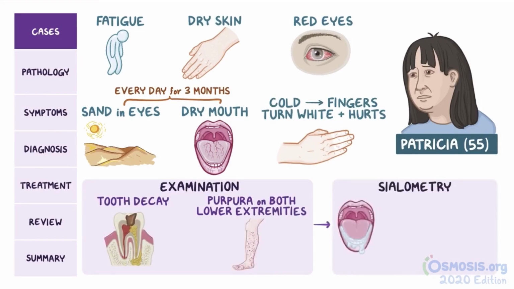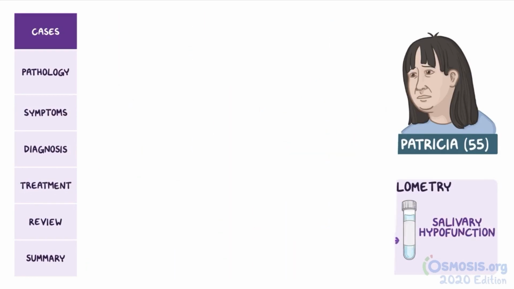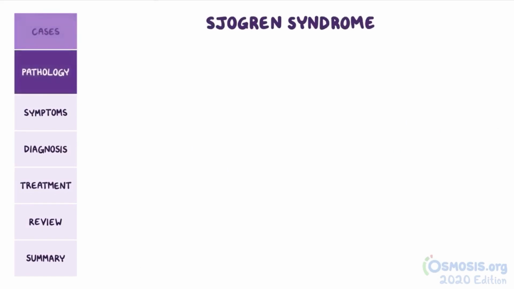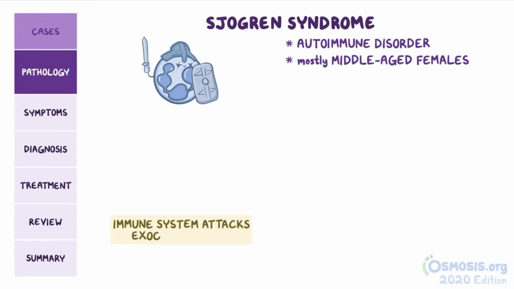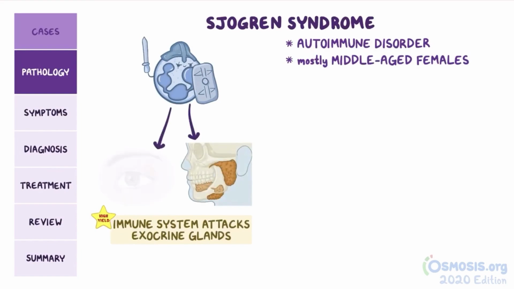Sialometry was performed, which detected salivary hypofunction. Okay, so Patricia's clinical picture is suggestive of Sjogren's syndrome. Now, Sjogren's syndrome is an autoimmune disorder that mostly affects middle-aged females. The high-yield concept here is that the immune system attacks various exocrine glands, especially salivary and lacrimal glands.